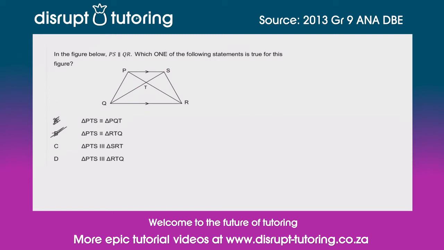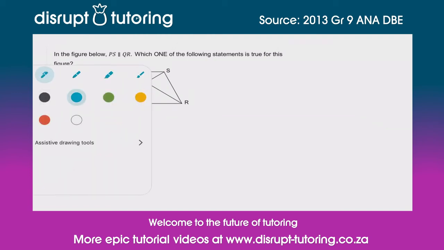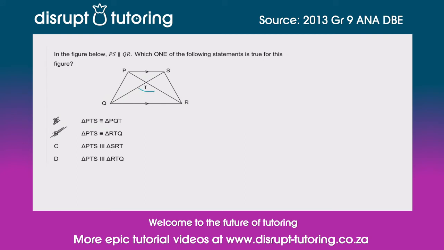What they have given us, and it's a hint, they've said to us that there's this parallel line, this PS and QR, which they've marked with the little arrows. That means we can start using some of our angle theorems. The very first thing that I want you to notice is this angle T over here. What do you notice about T? So T is equal. The two angles are equal to each other. How do we know? Because those are vertically opposite angles. That's the first thing to note.